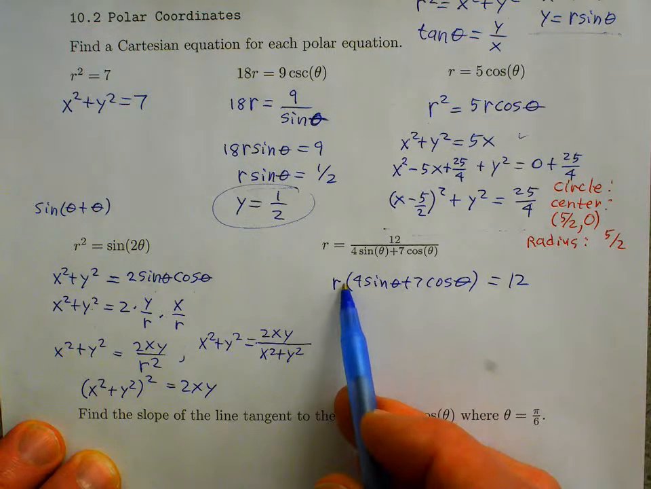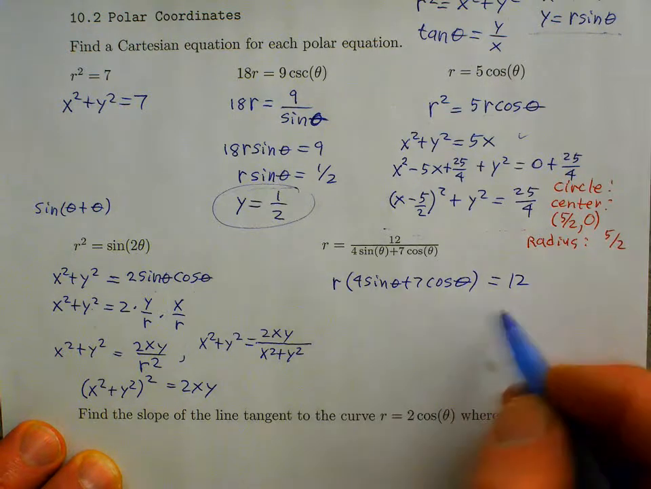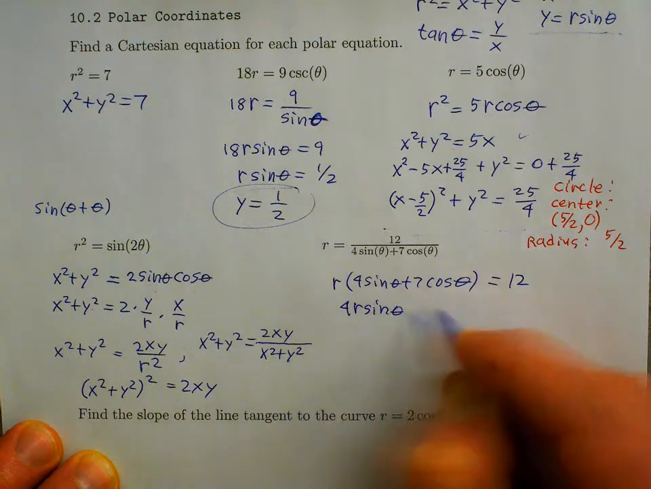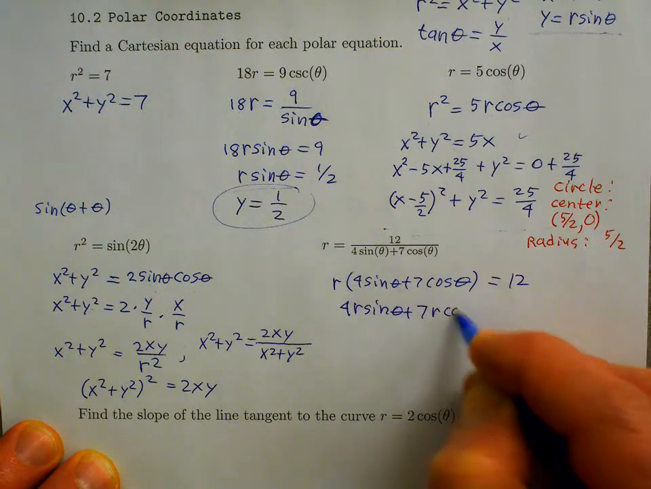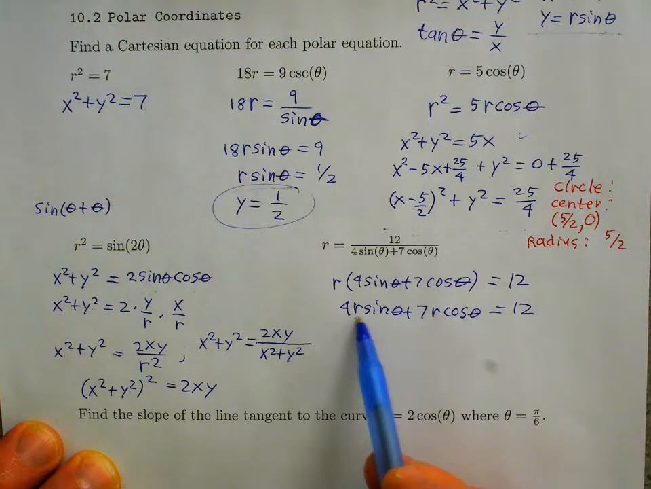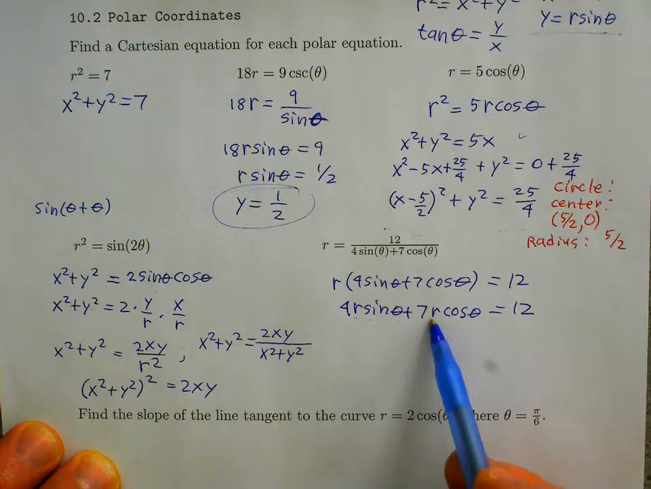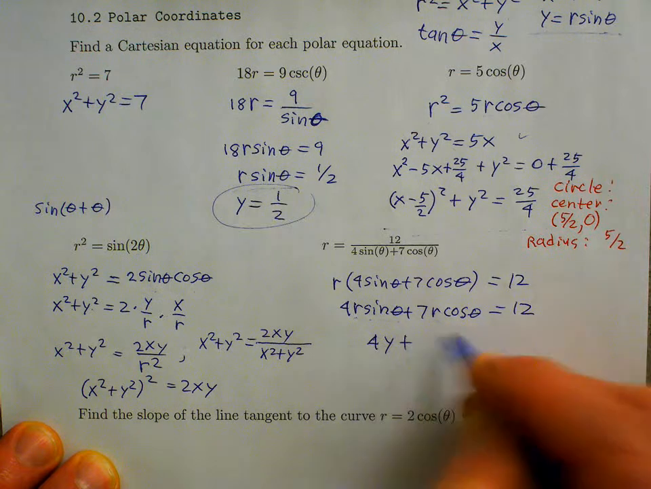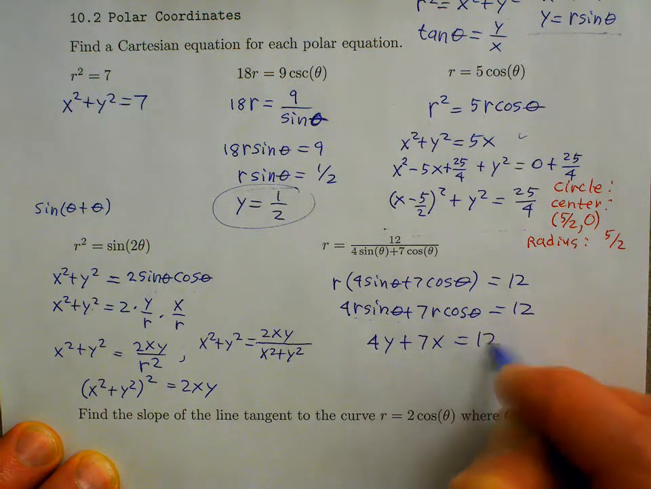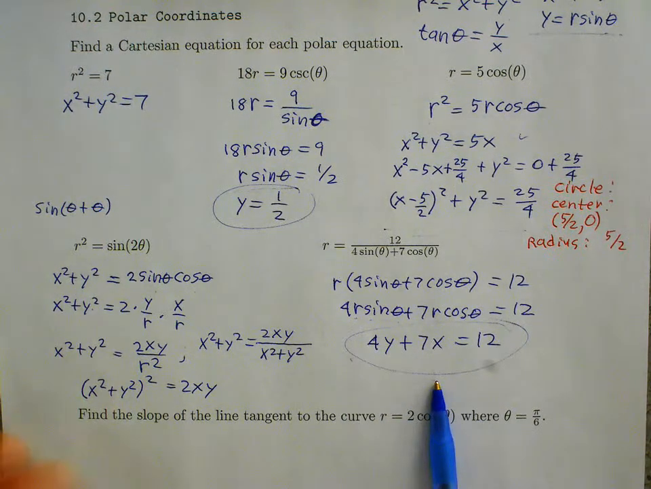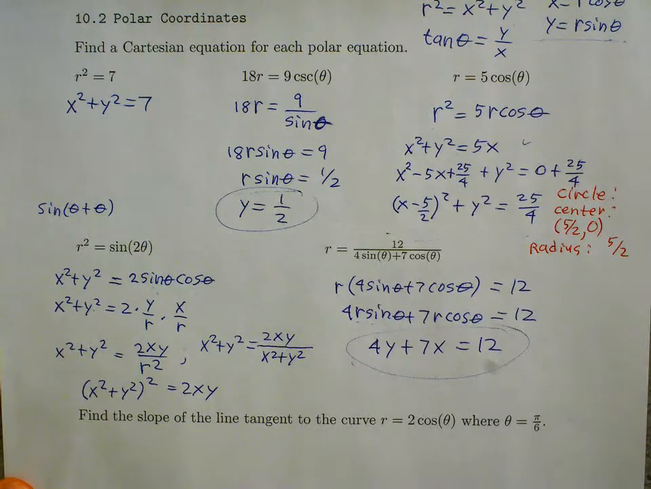Okay, yeah, distribute multiplication by r, rearrange the factors a little bit, and we can write 4r sine theta plus 7r cosine theta equals 12. And then replace r sine of theta with y, replace r cosine of theta with x. So we just get 4y plus 7x equals 12. The graph of that in the xy plane is a straight line.